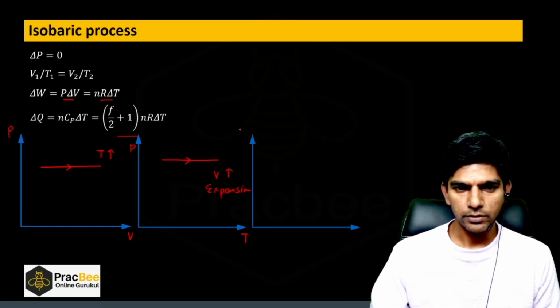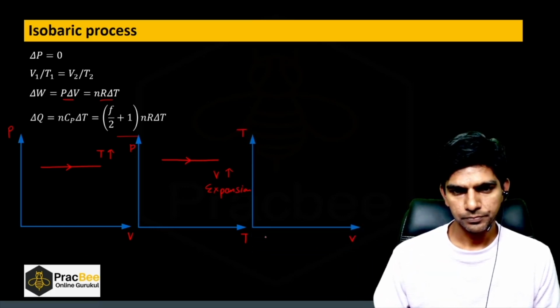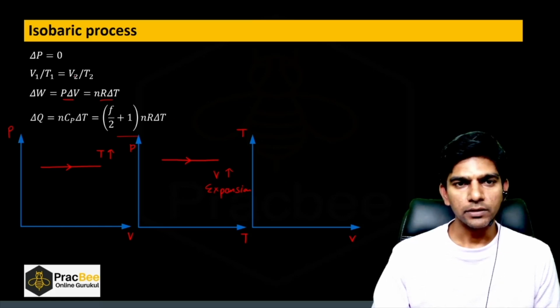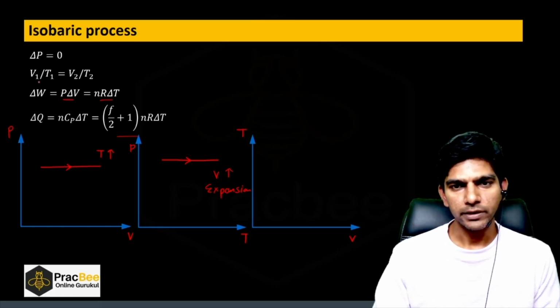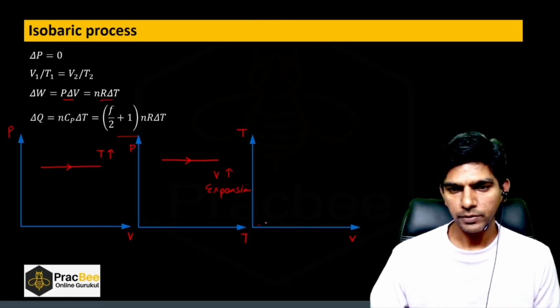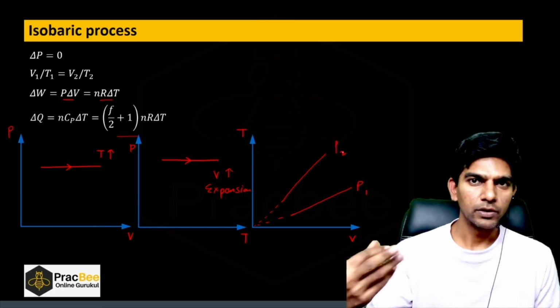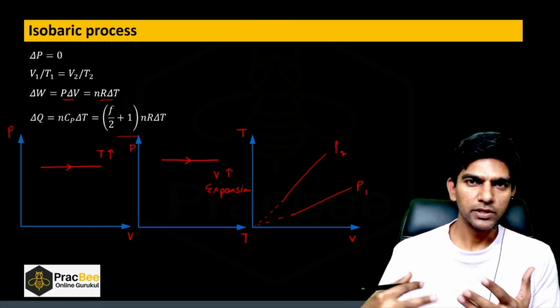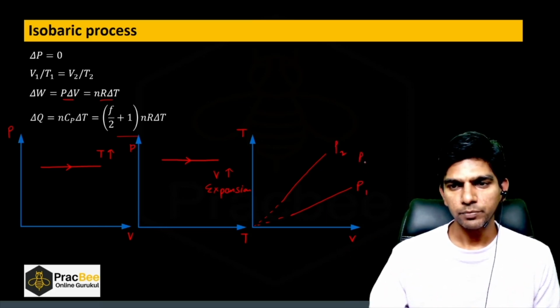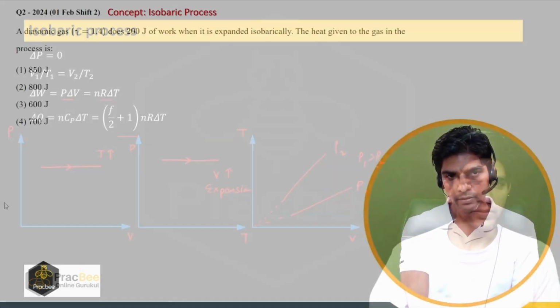Now if we plot temperature versus volume, in this case temperature and volume are directly proportional to each other, so it will be a graph which is a straight line passing through the origin. So if this is P1 and this is P2, in both these isobaric processes, if the amount of gas is the same, we can say P1 will be greater than P2.